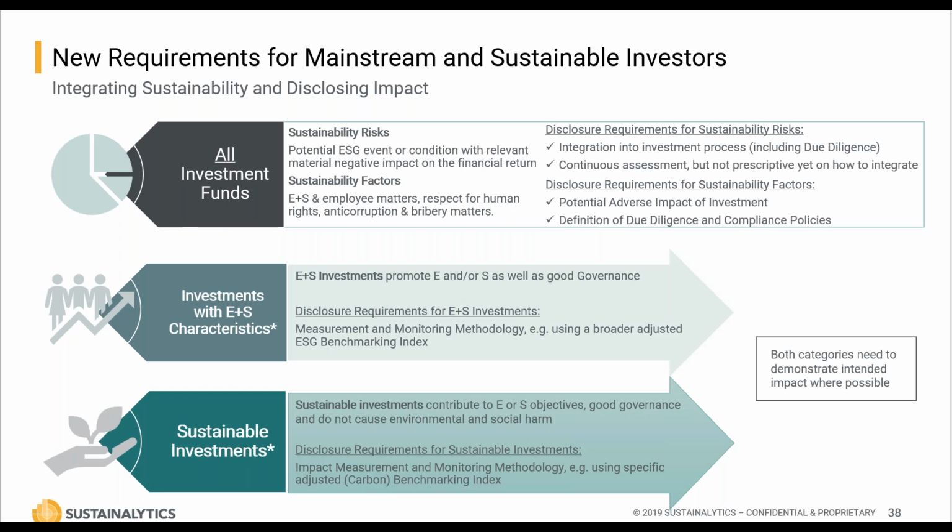Going beyond mainstream investors now, what is going to change for specialized ESG or sustainable investors? Regulation introduces 2 new concepts here. On the one hand, we have investments with E&S characteristics. Those promote environmental and social causes as well as good governance. This investment approach follows a broad and more top-down ESG agenda. Just as an investment example, take a diversified portfolio with a clear intention to apply ESG or exclusionary data.